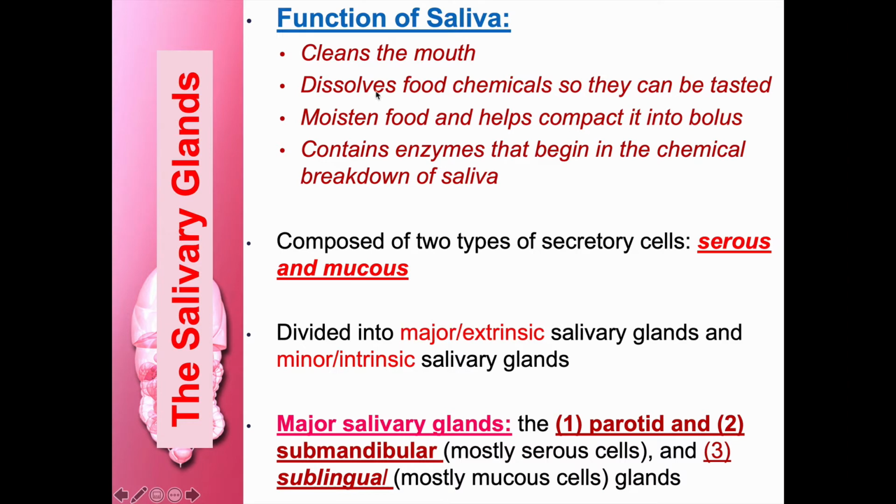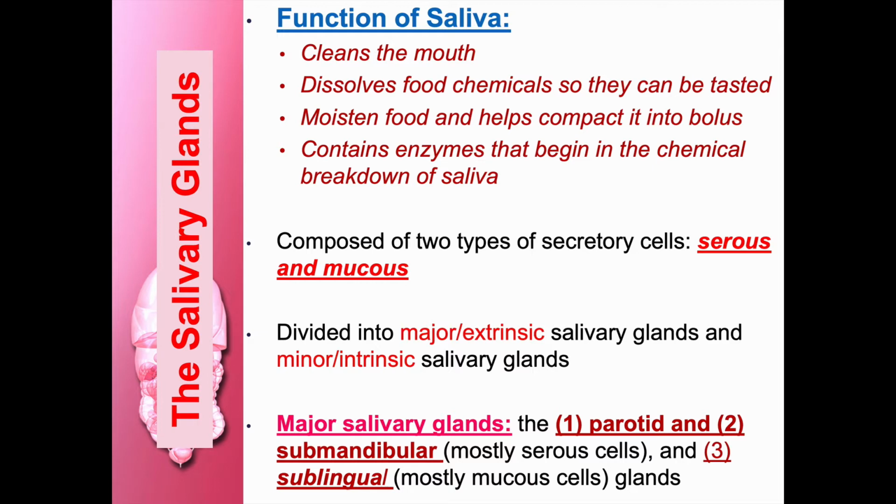Saliva cleans the mouth, dissolves food chemicals, moistens food and helps compact it into a bolus. This saliva contains one enzyme called ptyalin, which is secreted by the parotid gland. This will convert carbohydrate into glucose in the mouth. That's why whenever you put food in the mouth, you immediately get some energy.